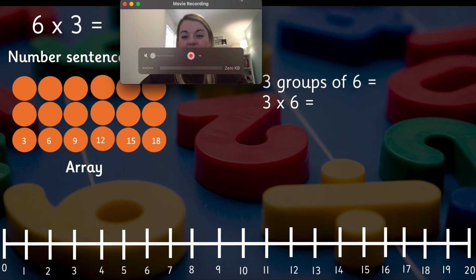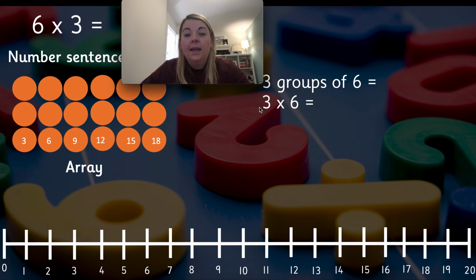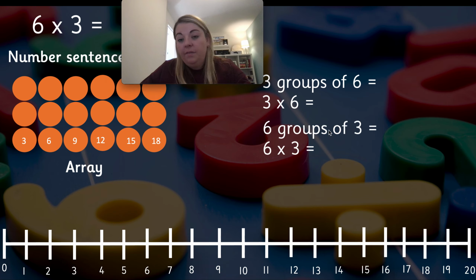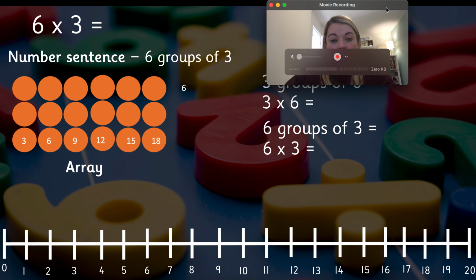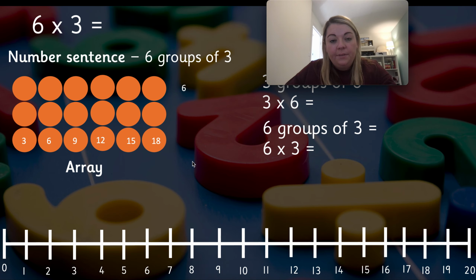So 3 groups of 6 is the same as 3 times 6, and 6 groups of 3 is the same as 6 times 3. And we now know that the answer to all of these questions is 18. Now to show you the array in groups of 6, so here I've started skip counting in 6s. So 6, 12, 18. So I get the same answer.